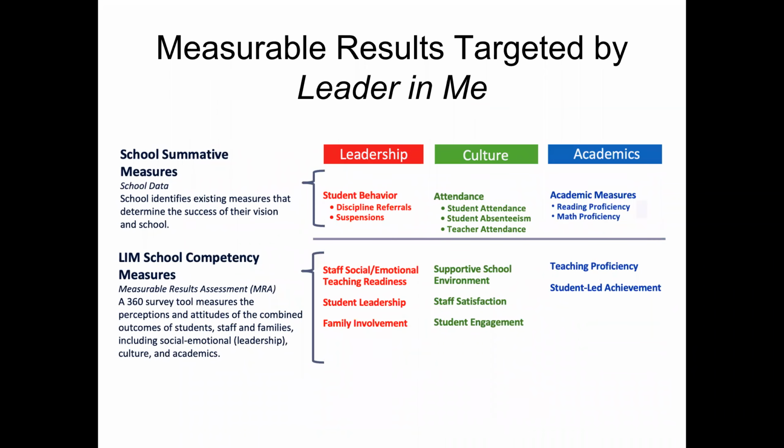So this chart indicates measurable results targeted by Leader in Me. At the top of the chart, we see what we refer to as school summative measures. These are typical measures that schools collect data on to be able to assess their school. This type of data is collected in most schools throughout the world. Now, the bottom half of the measures are those specific school competency measures that are measured uniquely by the MRA. So these are the measures that we'll be gathering data on through our system of surveys.